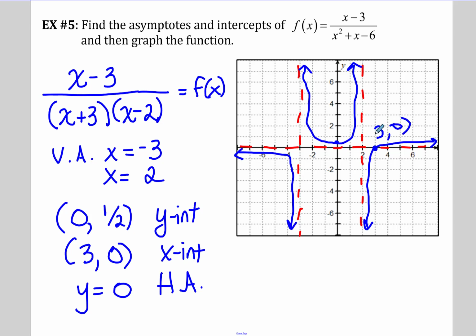This is our first example of crossing the horizontal asymptote near the origin, but the end behaviors, see out here and out here, the end behavior is tending towards 0 because 0 is my horizontal asymptote. It's telling us the end behavior for large values of x, whether they're positive or negative large values.